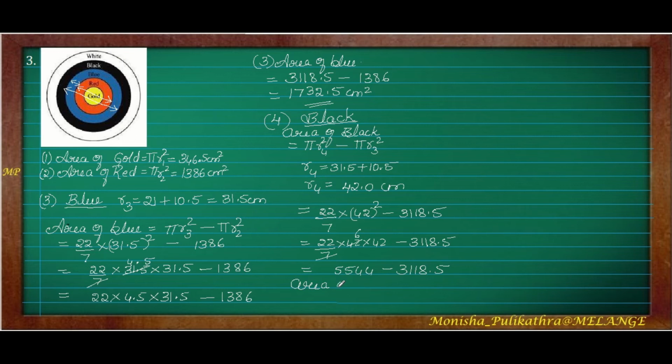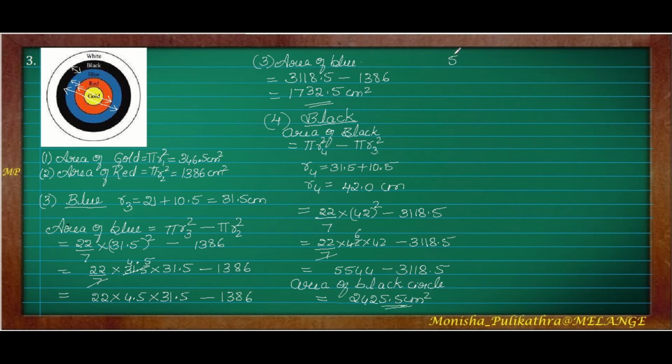Therefore we got the area of the black part, or area of the black circle, that is only up to here. The entire black circle area is equal to 5544, but only this part is considered as the area of the black circle, that is equal to 2425.5 centimeter square. So this is the area of the black circle.